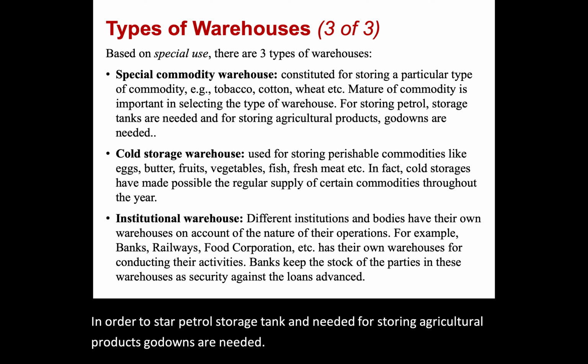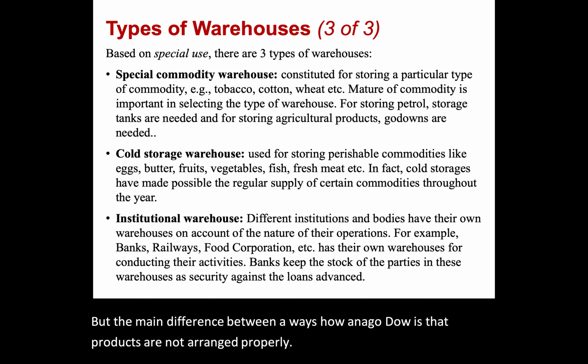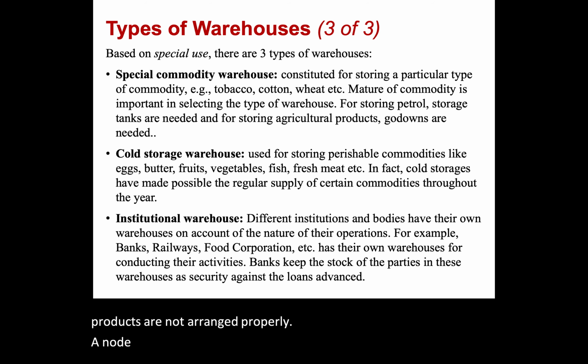So here we have the concept of a godown, which is actually another terms for the warehouse. But the main difference between a warehouse and a godown is that products are not arranged properly in a godown, while it is organized and placed properly in a warehouse.